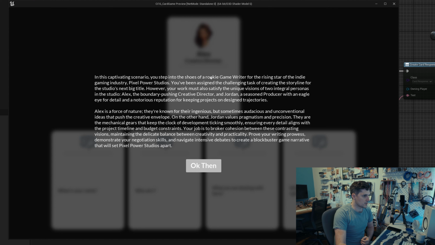So we are a rookie game writer in the gaming industry, working with a studio called Pixel Power. We're going to be working with two people: Alex, the creative director, and Jordan, who is a producer. They're at odds with each other. That's the idea of the game, that you're working with these different characters to explore a scenario. It gives you a little bit of information about them, and then we can start the game.